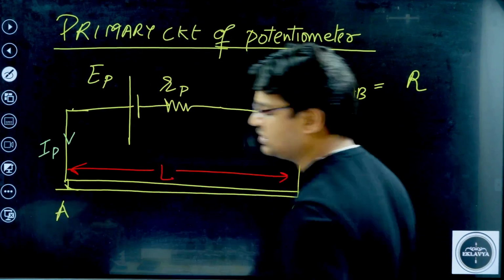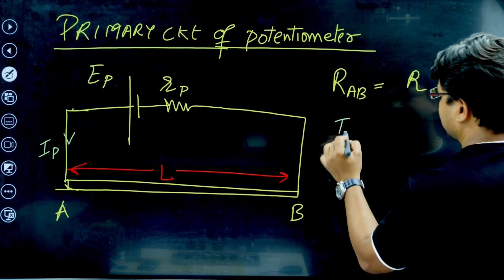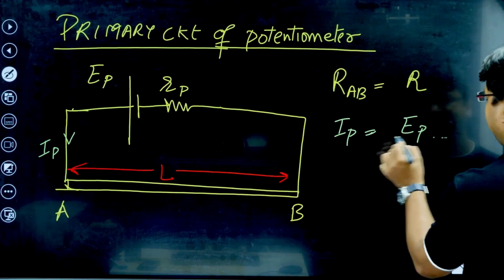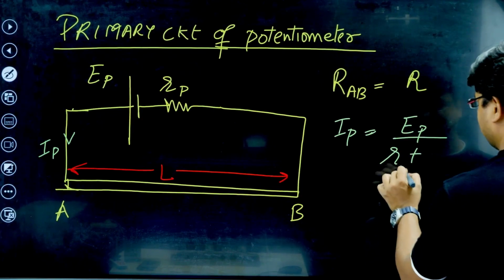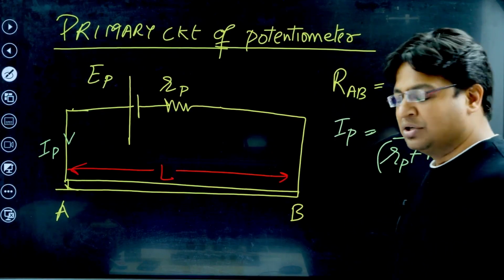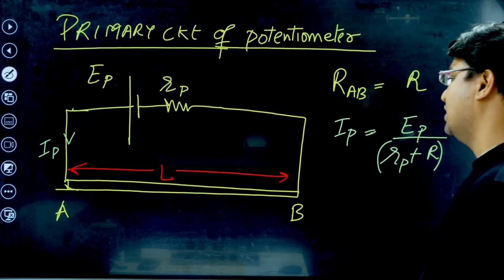Now in this circuit, if I ask you whether any current is flowing or not, what will you say? In this circuit, there would be some current. Let's call it the primary current, or the current in the primary circuit. That would be EP upon RP plus R. So this much current would be flowing.